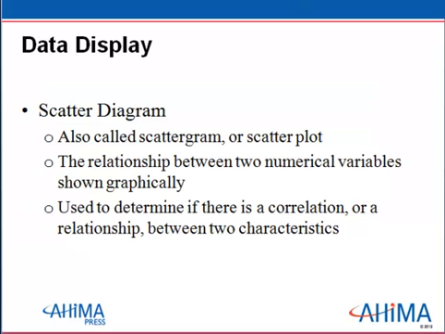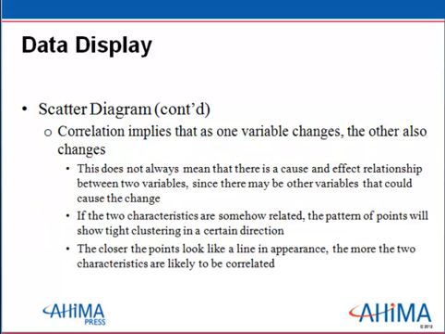A scatter diagram is also called a scattergram or a scatter plot. It's used to show the relationship between 2 numerical values. The scatter diagram is used to determine whether there is a correlation or relationship between 2 characteristics. Correlation implies that as one variable changes, the other will also change. This does not always mean that there is a cause and effect relationship between 2 variables, because there may be other variables that could cause the change.